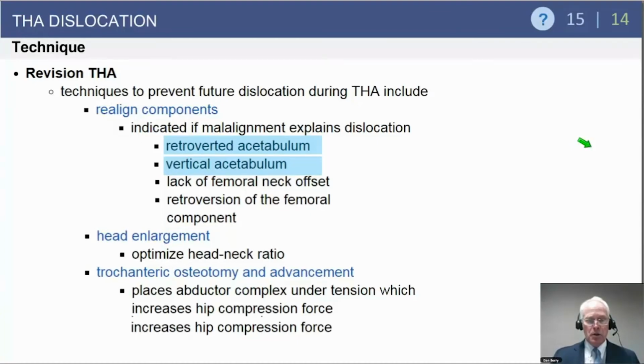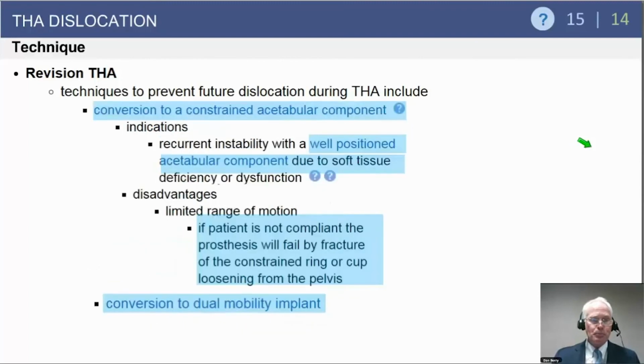Finally, you can also, even in the presence of the other things that I've mentioned, try to optimize the head to neck ratio, because that, again, gives you less likelihood of intra-articular impingement, and by increasing the femoral head diameter, a greater jump ratio.